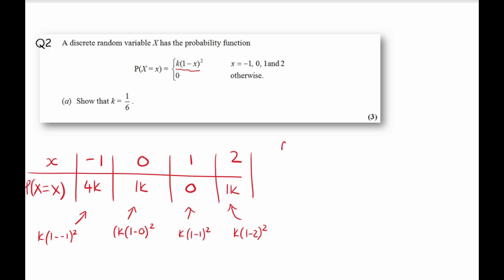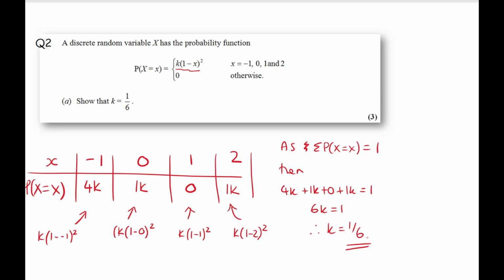And as the sum of the probabilities needs to equal 1, then 4k plus 1k plus 0 plus 1k equals 1. Adding all of those up becomes 6k equals 1, so therefore k equals 1/6, which is what they wanted me to show.